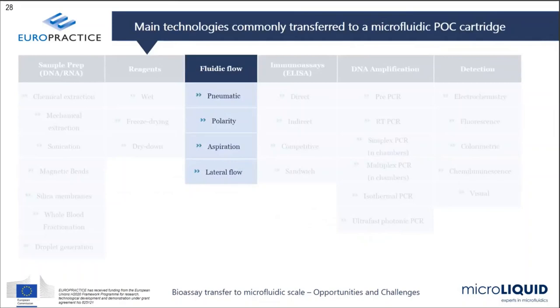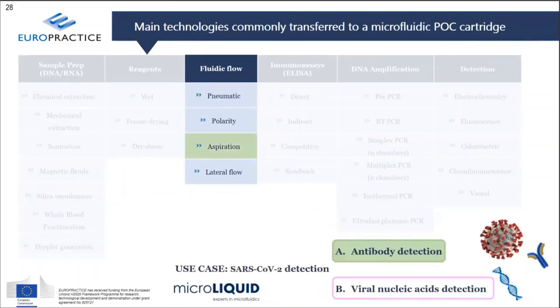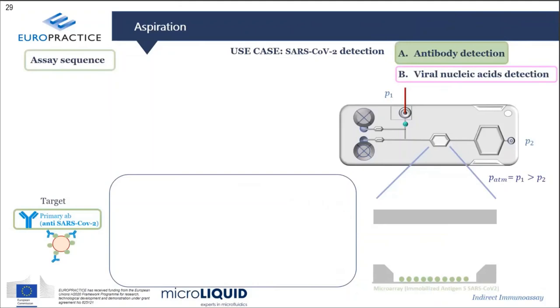So with all the different options that are available for fluidic control, for our case in antibiotics, let's take for instance aspiration. How would we implement that in a microfluidic device? You see now on the top right, we have a microfluidic device where we already integrated our capillary tube for the integration of the whole blood. We have two blisters on the left, which are the reagents that we will require.